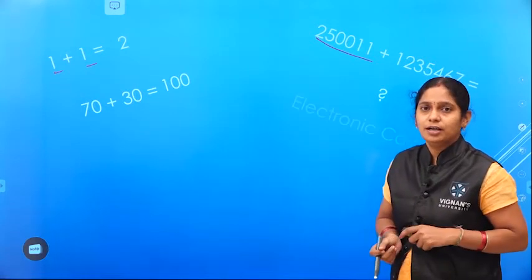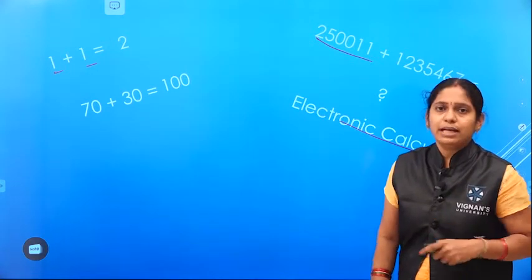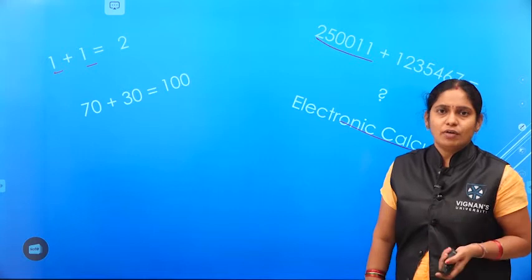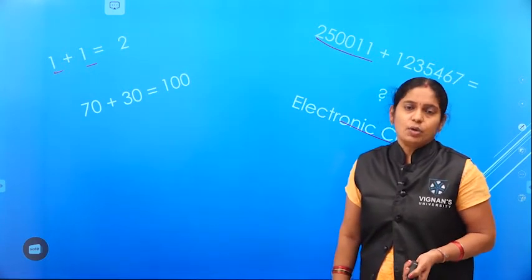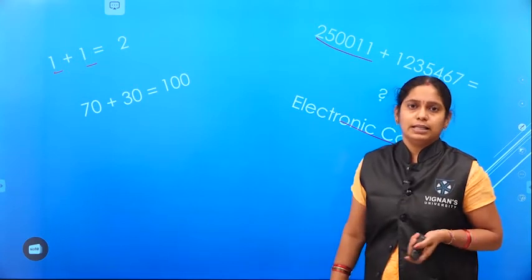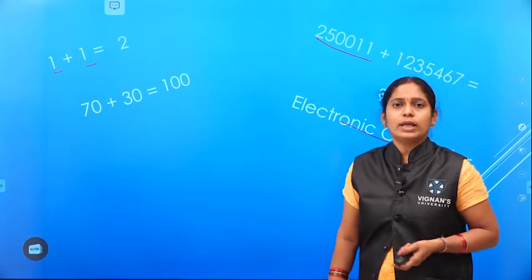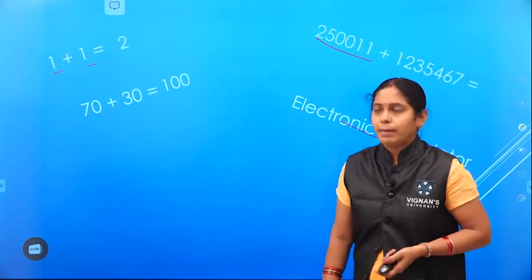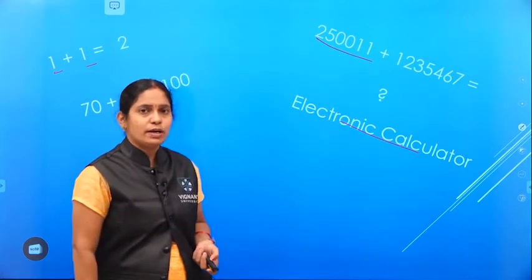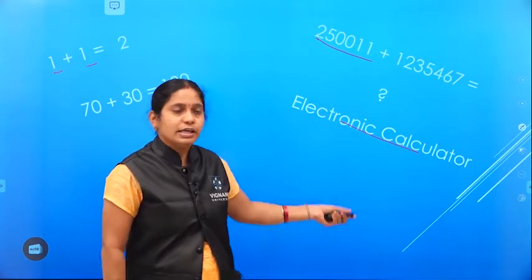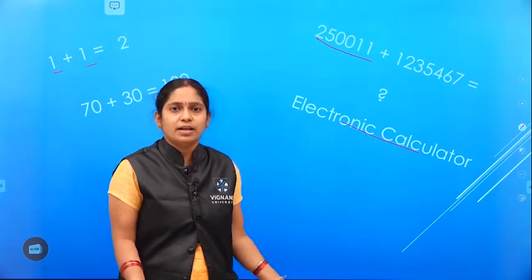Usually we prefer a calculator. If a number has fewer digits, it may be a 2-digit, 1-digit or 3-digit number, we can do it easily, without the help of any other device, we can tell immediately. But coming to such numbers, 250011 plus 1, 2, 3, 4, 5, 6, 7 like that, if such a big number is there, then usually we prefer a calculator.